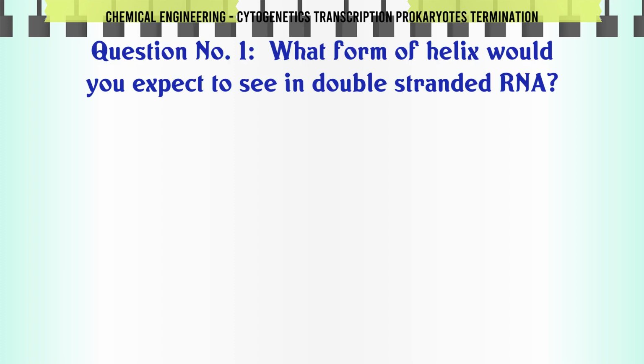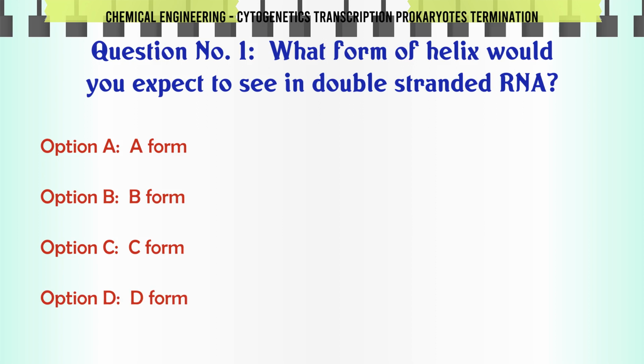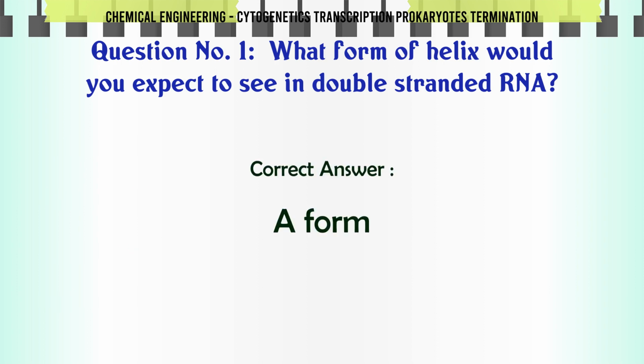What form of helix would you expect to see in double-stranded RNA? A form. B form. C form. D form. The correct answer is A form.